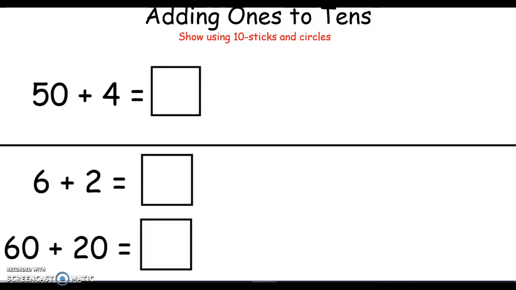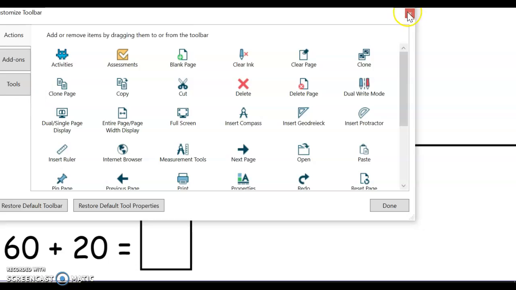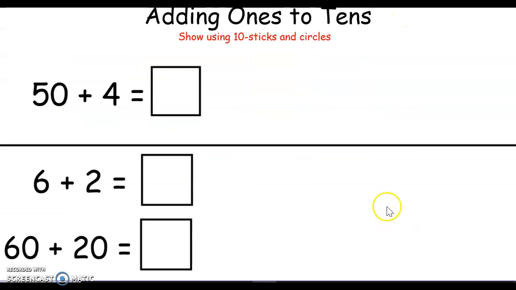All right, now we're going to do this together, adding ones to tens. And we need to show using 10 sticks and circles. So first, let's represent the number 50. There we go. This is what I want. All right, so 50, how many tens is that? That's 5 tens, so we got to draw 5 10 sticks. So let's say 10, 20, 30, 40, 50.